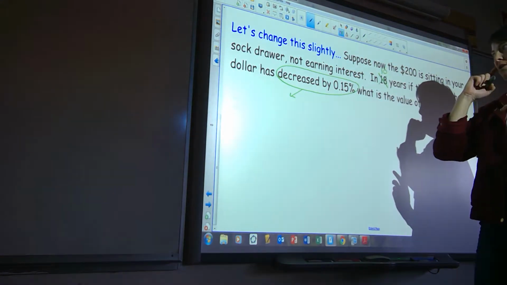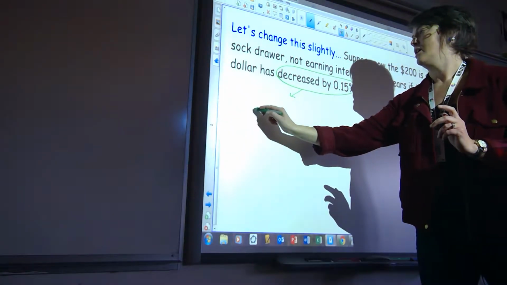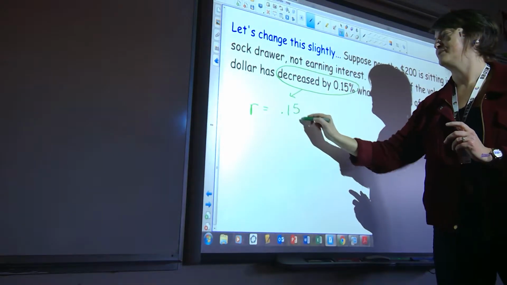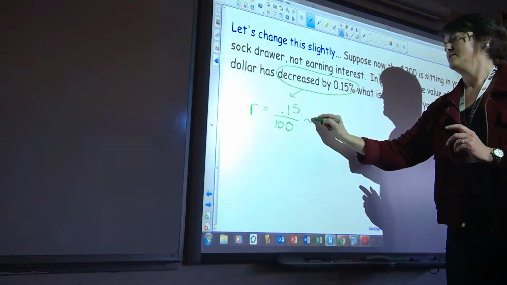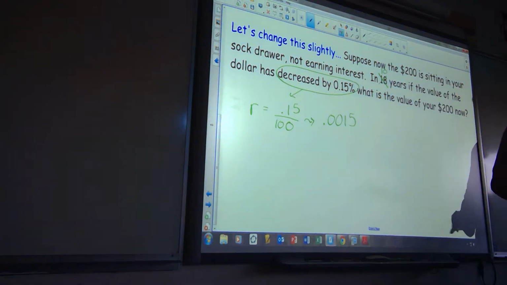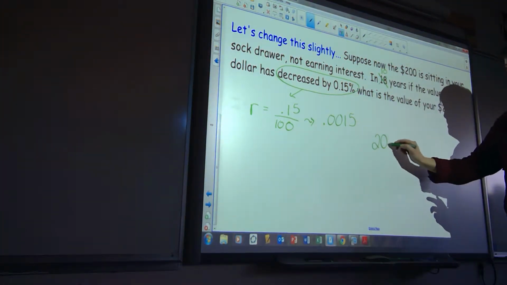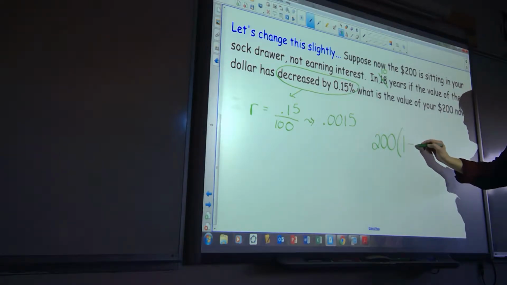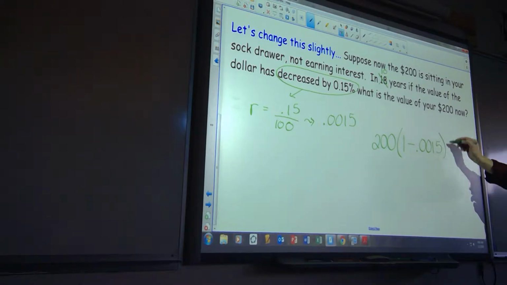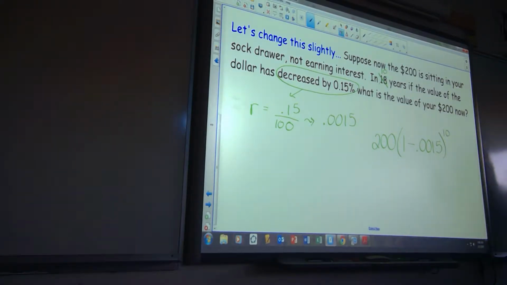So we would have to use an r value of 0.15 divided by 100. So that would be 0.0015. So we would have $200 depreciating, so I'm depreciating it for 10 years.